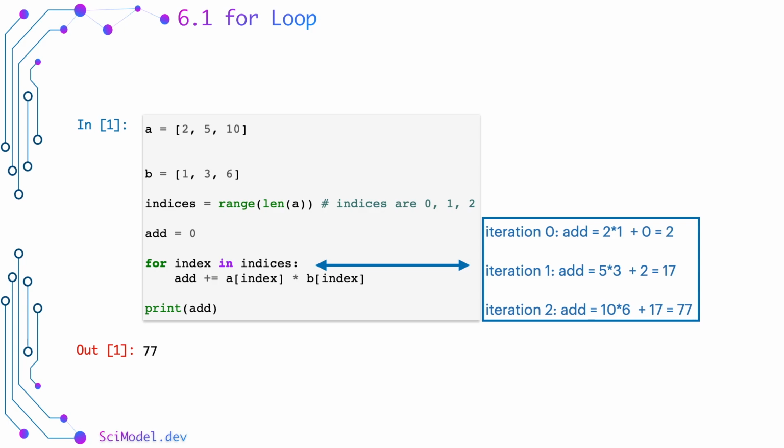In the last iteration, the index value is 2, and the value of the add variable will be 10 times 6 plus 17, which is the value obtained in the second iteration. Therefore, the total addition is 77.